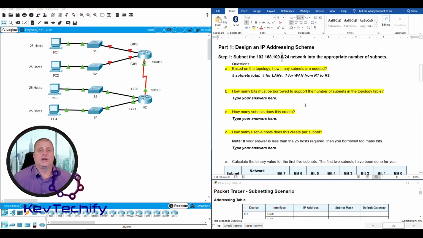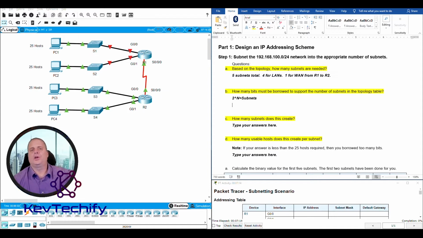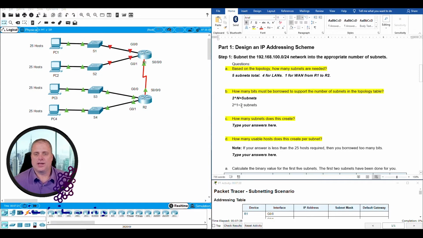The formula for that, once again, is 2 to the power of bits we're borrowing to make our subnets. That equals the number of subnets. I'm just going to work through here until I find one that meets our requirement of 5 subnets total. 2 to the first, any number to the first is that number itself, that equals 2 subnets. So when I borrow 1 bit, I now have 1 bit in the subnet portion, 7 bits in the host portion, that gives me 2 subnets.